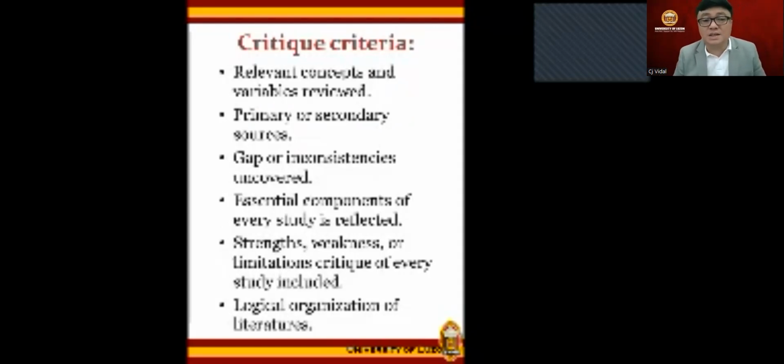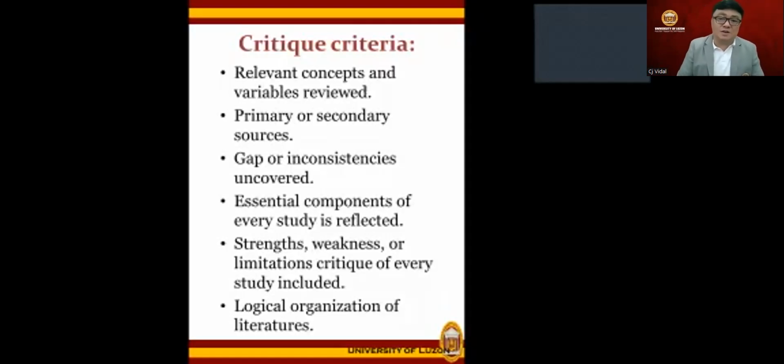The critique criteria. Number one, note that the concepts and variables you have reviewed are relevant to your work. Number two, you need to put premium on the primary sources over the secondary sources. That's why it's called primary, and that's why it's called secondary: in the order of importance, primary is the priority. Then we have gaps or inconsistencies uncovered. You don't just consider those that will support your idea, but also those that will negate it, because that is how you will be able to look for the inconsistencies or gaps that may have existed over time. Then we have: essential concepts of every study are reflected.